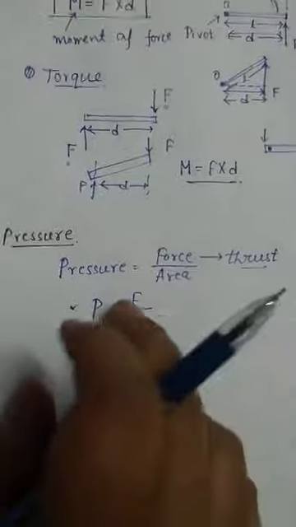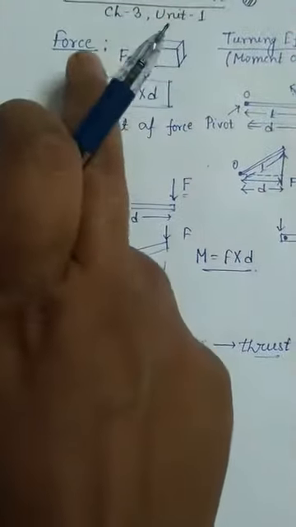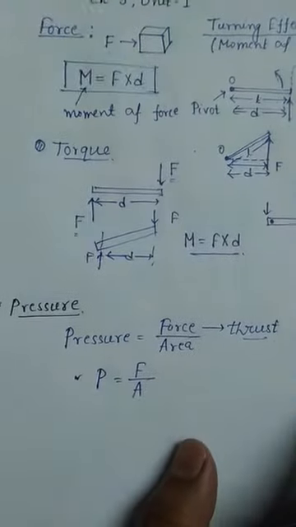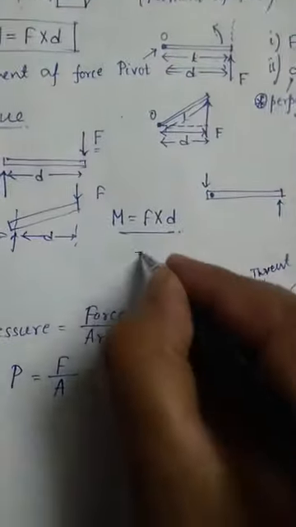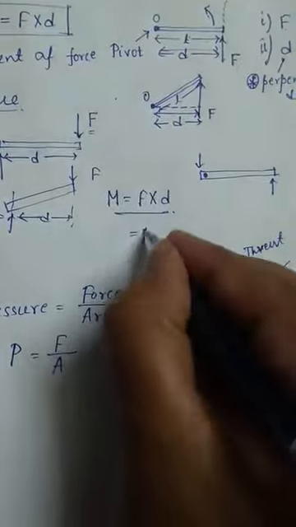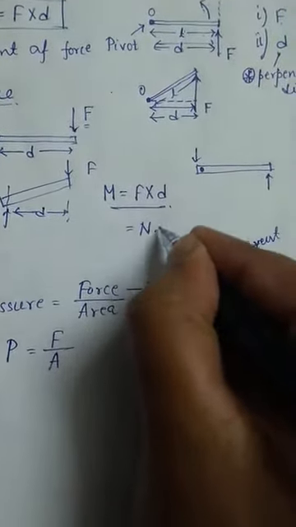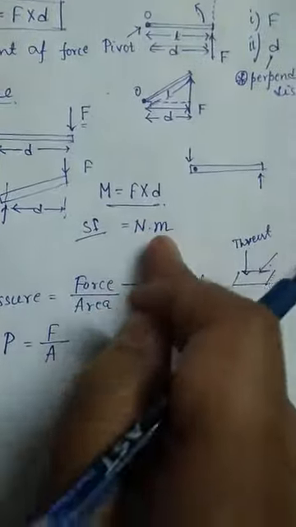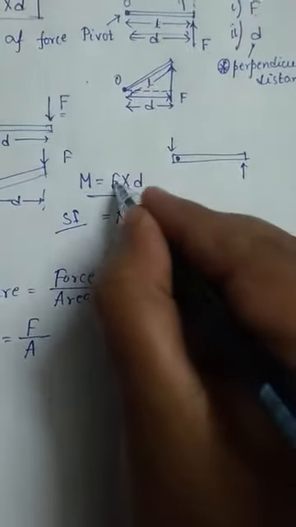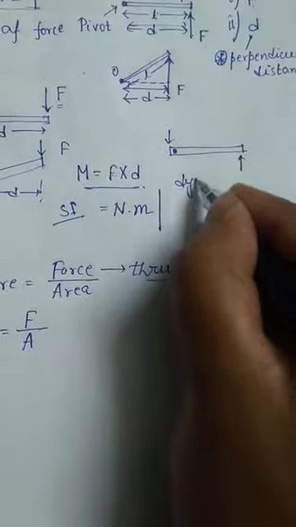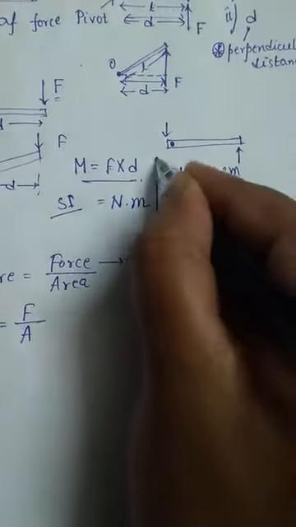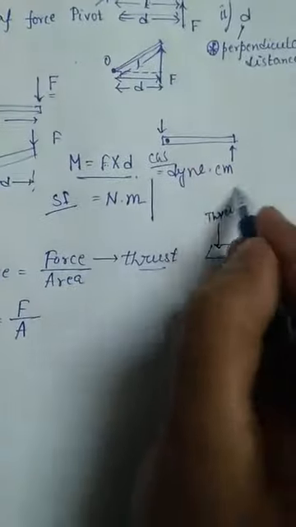Oh, sorry, I missed one thing. What will be the unit of this moment of force? This is very easy actually. It is the unit of force multiplied by the unit of length. So in SI it will be Newton meter. And in CGS, the unit of force is dyne, and the length is centimeter, so in CGS this is dyne centimeter.